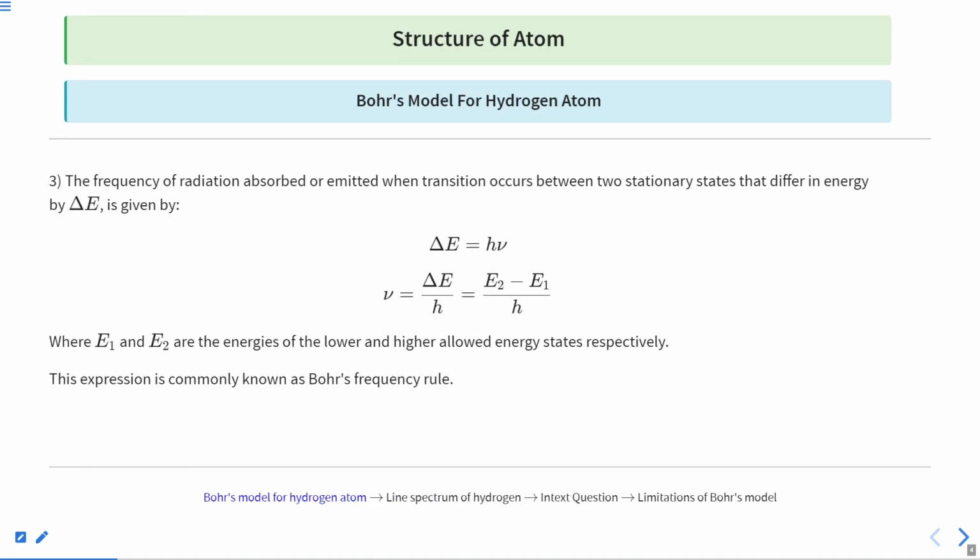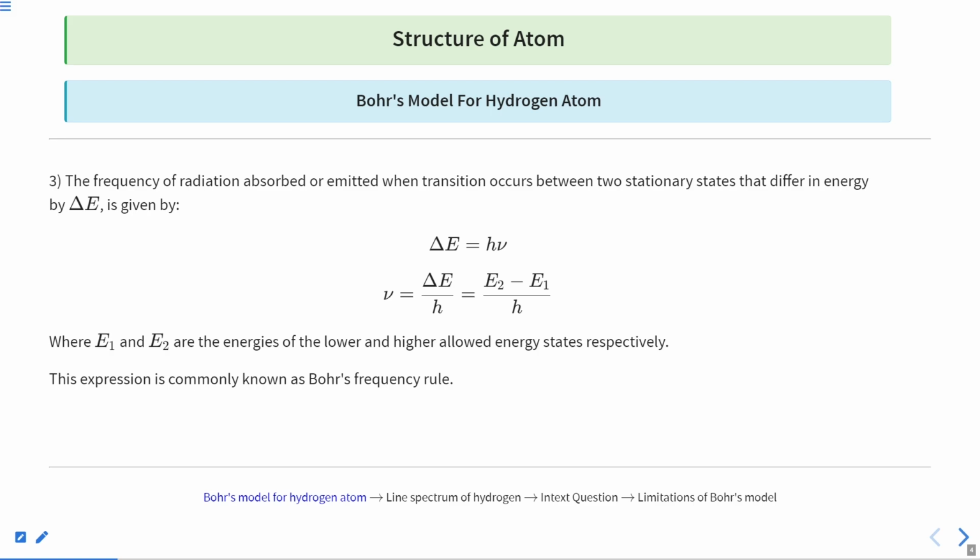Third postulate is about the transition. We see that an electron can transit from one stationary state to another. So they will do so from lower energy states to higher energy states and back to the lower energy state. Now all these transitions are defined with the help of the electromagnetic radiation that they have consumed, and with the help of the difference between the energy states. So this thing is very important.